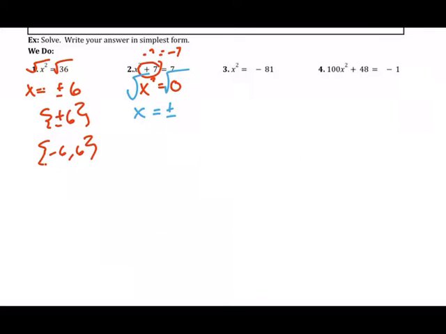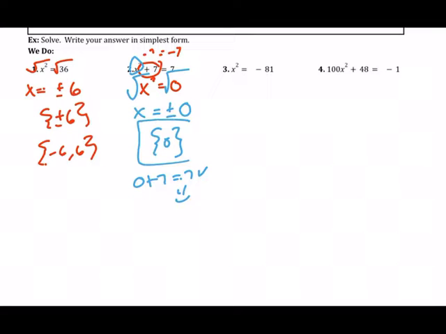The square root of 0 is just 0. Plus or minus 0 doesn't really make any sense, right? 0 is neither positive nor negative, so there's only going to be one solution here, and that one solution is 0. And if you look up and plug in 0, that makes sense. 0 plus 7 does equal 7.